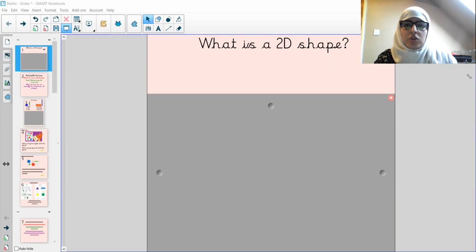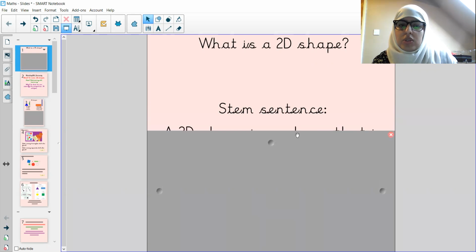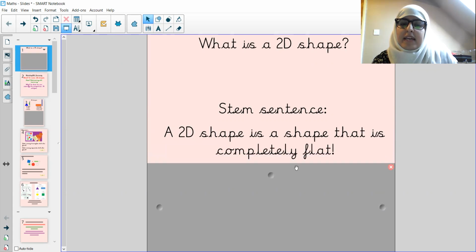Now, a 2D shape, let's have a little look at that same sentence we looked at. A 2D shape is a shape that is completely flat. So let's do it, my turn. A 2D shape is a shape that is completely flat. Your turn. One more time, my turn. A 2D shape is a shape that is completely flat. Your turn.